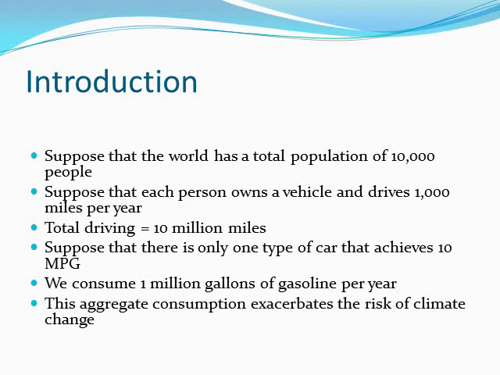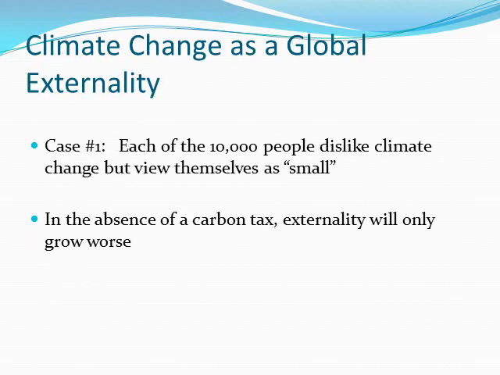There's a world with 10,000 people. Each of these people owns a vehicle, and they each drive the vehicle 1,000 miles per year. And so we can do that multiplication, and this world is going to drive 10 million miles. In the first case, there's going to be only one type of car. You can think of the Hummer. And this car gets 10 miles per gallon, and we're just taking that as given. There's only one variety. So if everyone's driving 10 million miles per year, and the typical vehicle achieves 10 miles per gallon, we divide that, and the world is going to consume 1 million gallons of gasoline per year. That's aggregate consumption, and an unintended consequence of this is to exacerbate climate change.